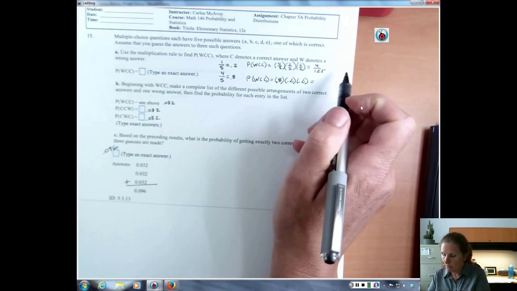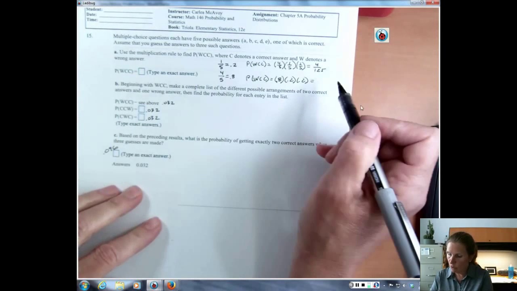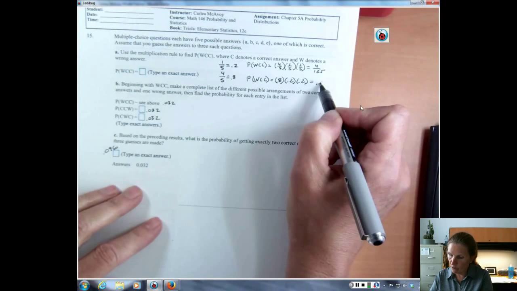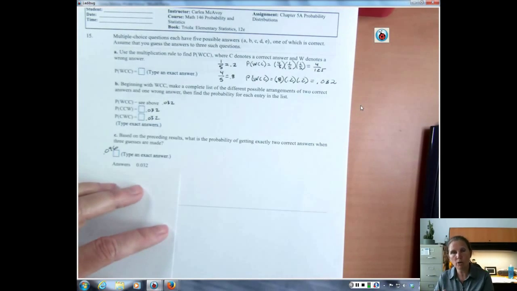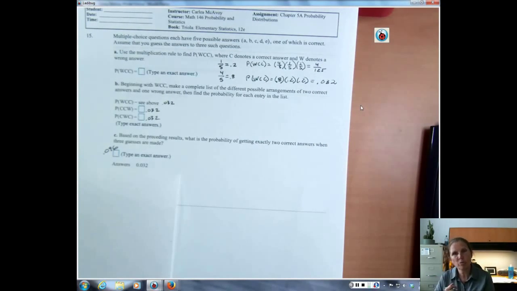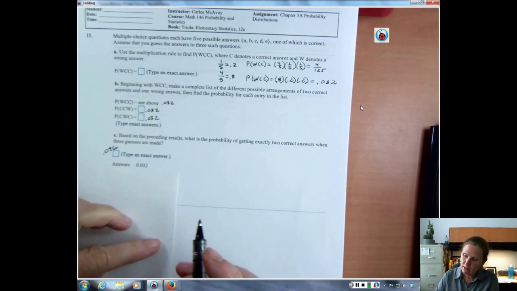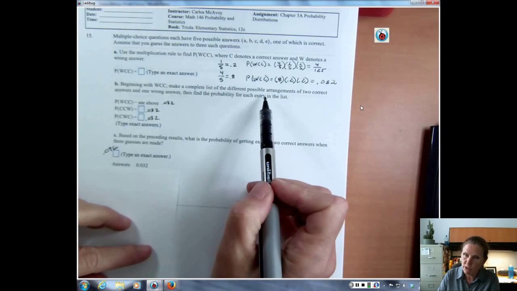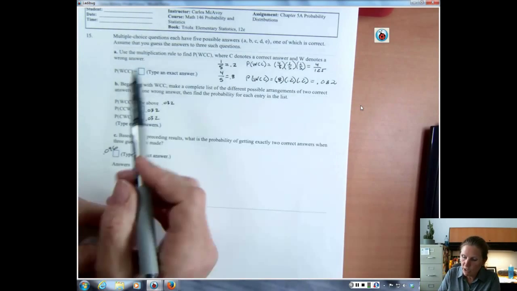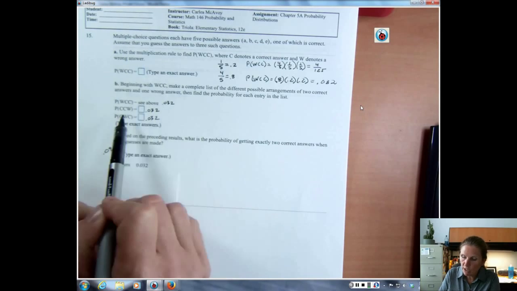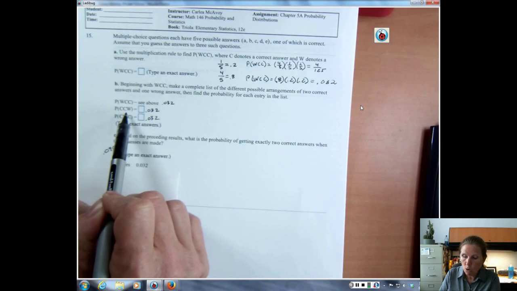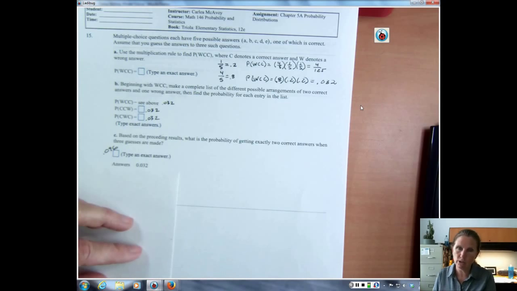And when you do that as a decimal, it comes out to be 0.032. So there's a 0.032 chance that you would get a wrong answer and 2 correct. Okay, 3% of the time. But if you go down to the next part, they say make a list of the different possible arrangements of 2 correct answers. Well, you could have 2 correct at the end, like we just had. That had a 0.032 chance. Or you could have 2 correct answers at the beginning, or you could have a correct followed by a wrong followed by a correct. All those are 2 correct answers, right?